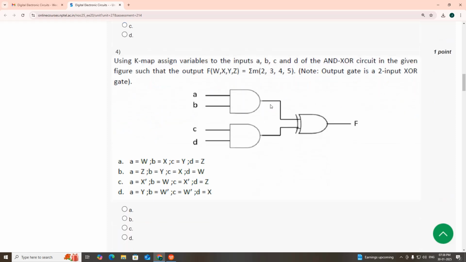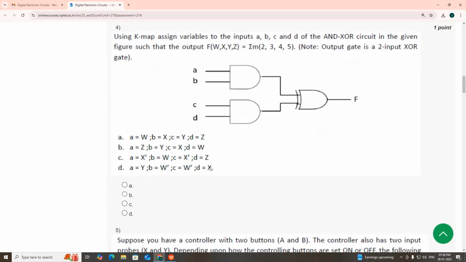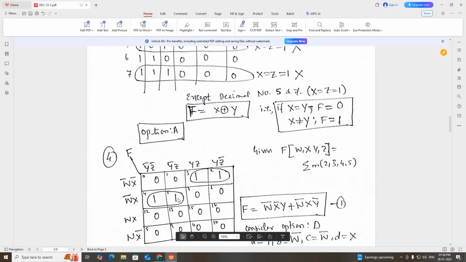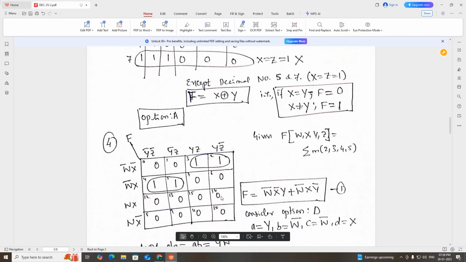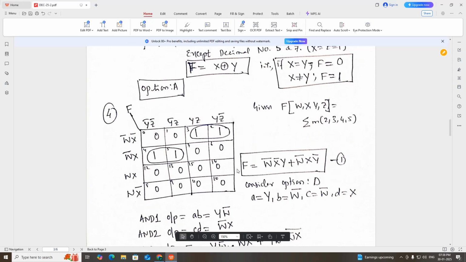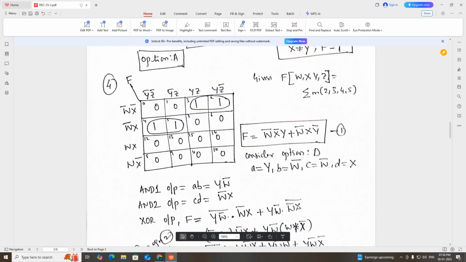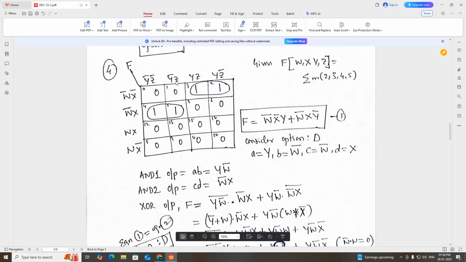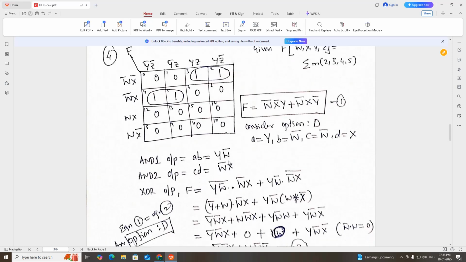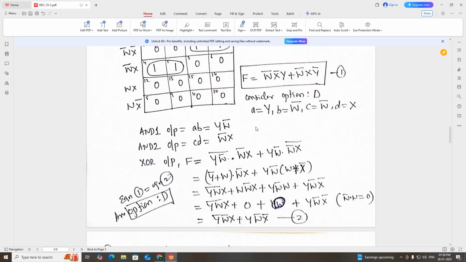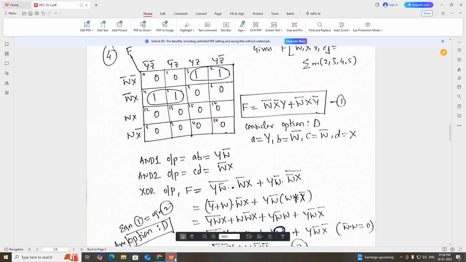Fourth one, so they have given a circuit diagram. We have to find out the expression for this one. So we'll see the solution for the fourth one. It's a 4 variable. So if you consider A equal to Y and B equal to W bar and C equal to W bar and D equal to X, and so if you simplify, we will consider this one. And before that, let me go back to the circuit diagram.